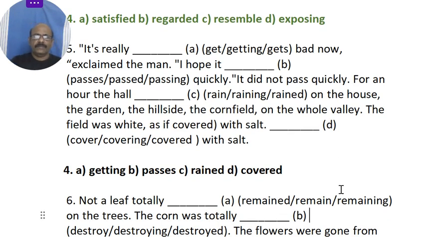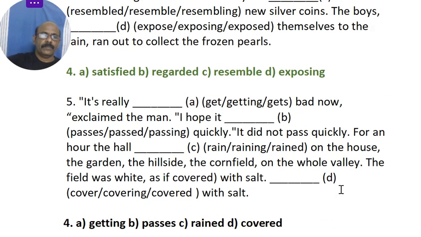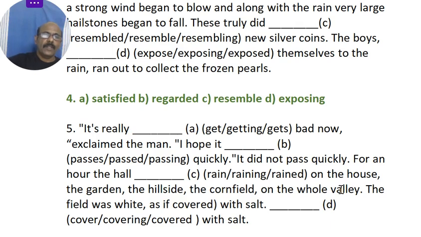It's really bad now, exclaimed the man. I hope it passes quickly. Yeah, it didn't pass quickly. For an hour, the hail rained on the house, the garden, the hillside, the cornfield, and the whole valley. The field was white, as if covered with salt.